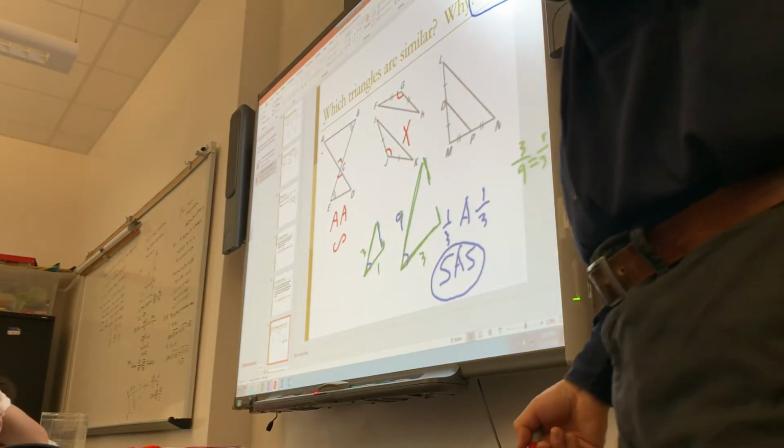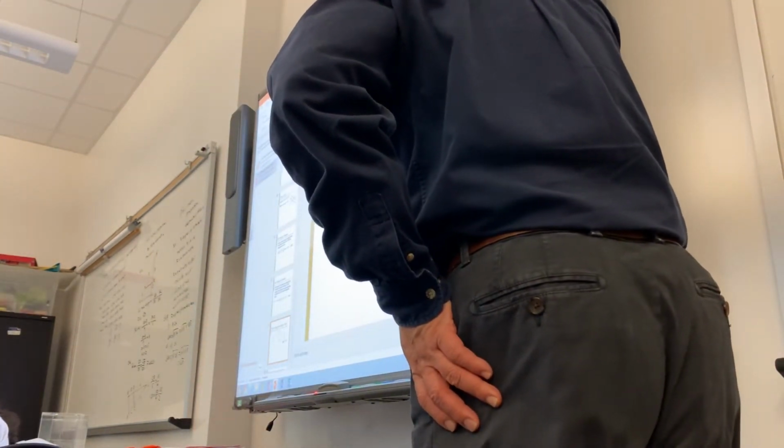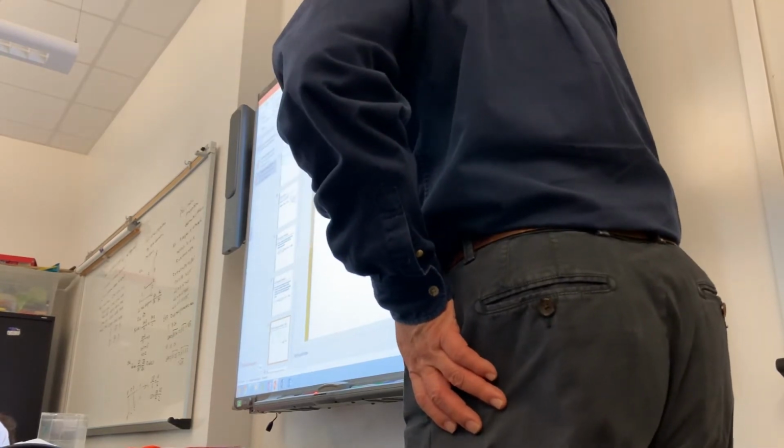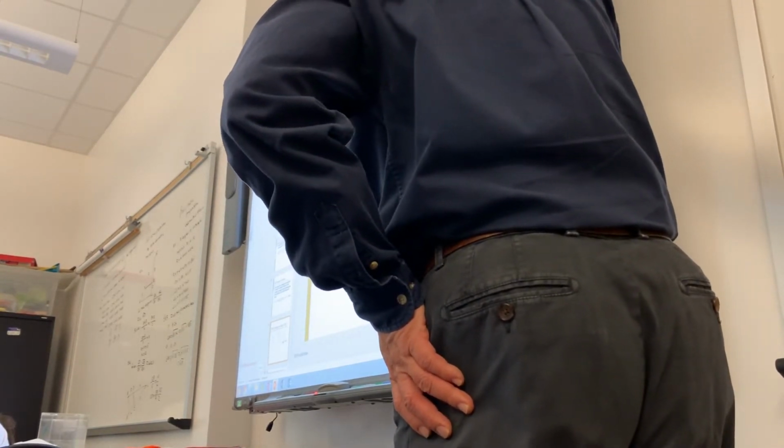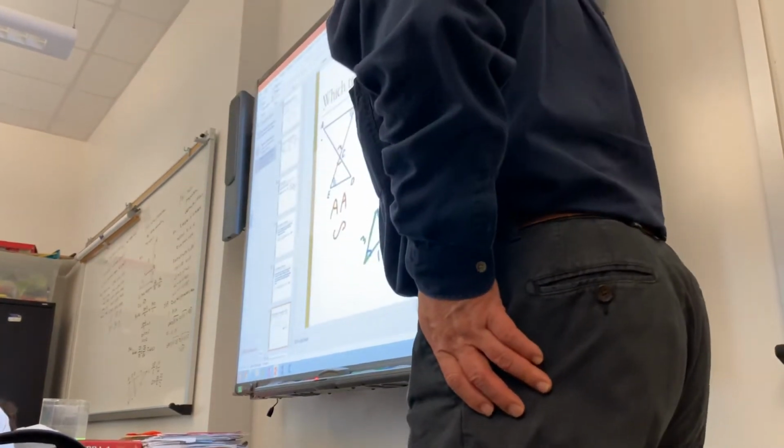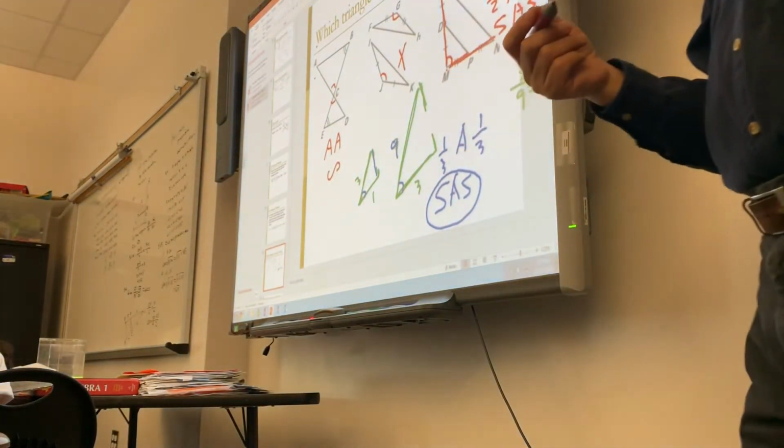Why are they not similar? Why are they similar? Yes. Similar by SAS. Good. SAS. Good. For instance, the small triangle's angle M and the big triangle's angle M are congruent by reflexive. They are congruent. One angle is good. One angle between this side over the whole length is 1/2. This side over this side is 1/2. Proportional. SAS. Perfect SAS. Is that okay, please?